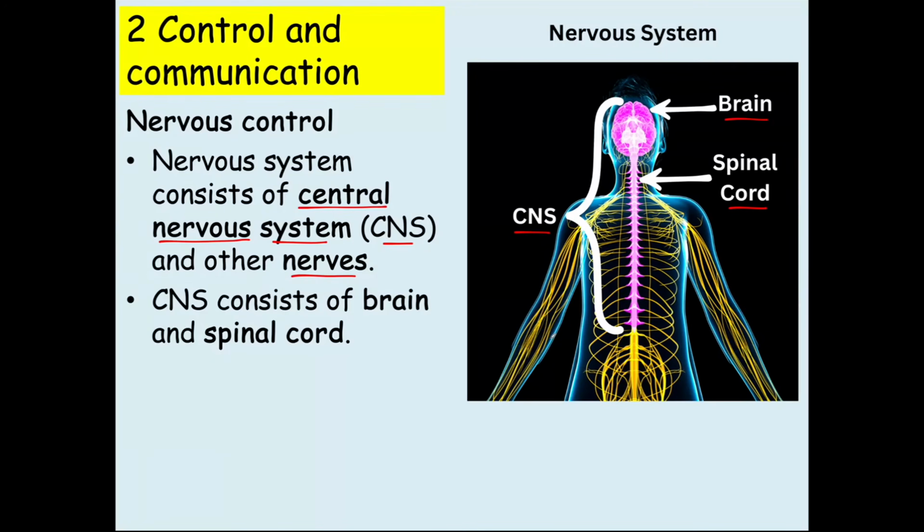Now, we are going to focus primarily on the central nervous system at National 5. And as I said a moment ago, the central nervous system, or the CNS, consists of the brain and the spinal cord. And do remember that for the exam, because it's very common for students to accidentally write spine instead of spinal cord. So try and commit that to memory so that you don't forget it in the exam.